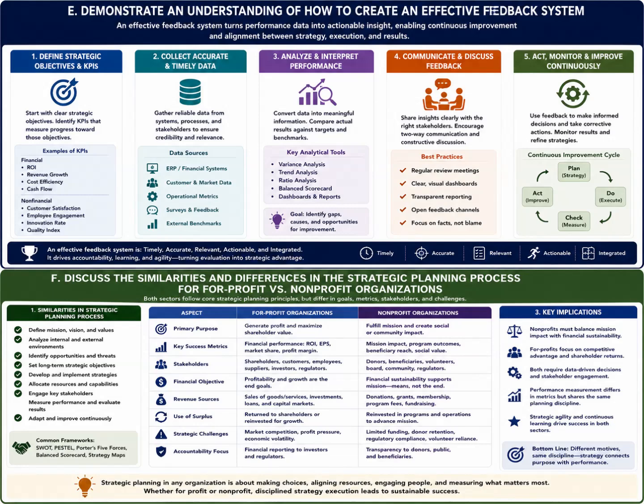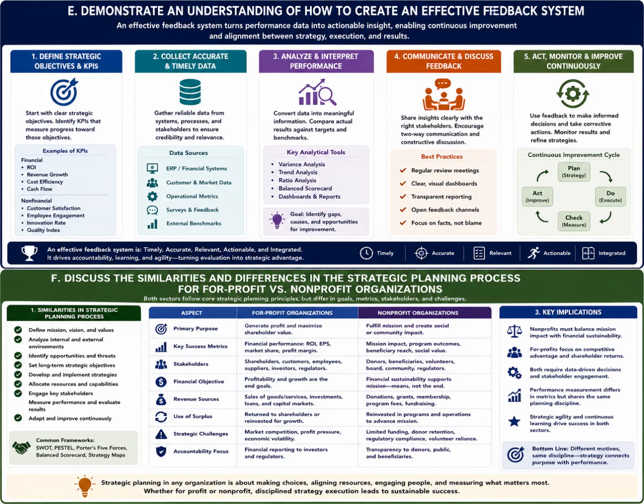Importantly, feedback loops must be both upward and downward, communicating results across organizational levels, so that employees understand performance expectations and how their actions influence broader strategic outcomes. A strong feedback system also supports organizational learning and strategic adaptability.